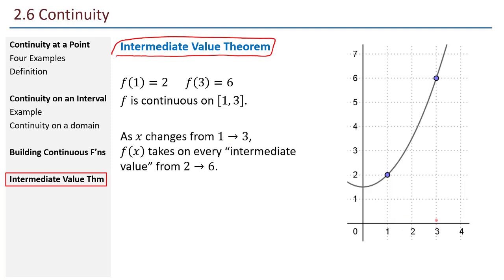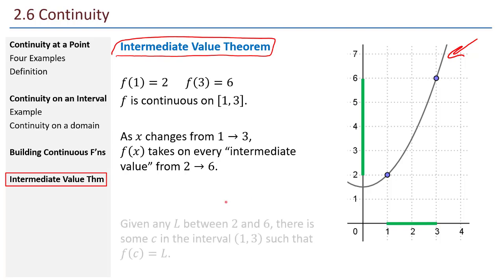As x changes from 1 to 3, the function values will take on every intermediate value from 2 to 6. Looking at the x-axis, I imagine all these x values from 1 to 3, and what are the corresponding function values for all of those things? They are all the function values from 2 to 6. And so the theorem says that if this is a continuous function, then this set of y values has no holes in it. Every possible y value will be attained at some point.